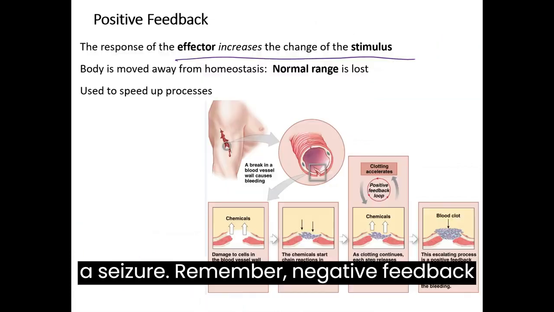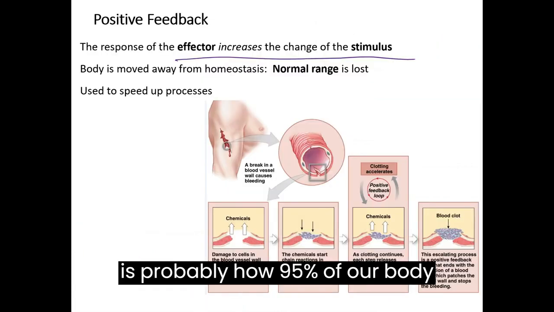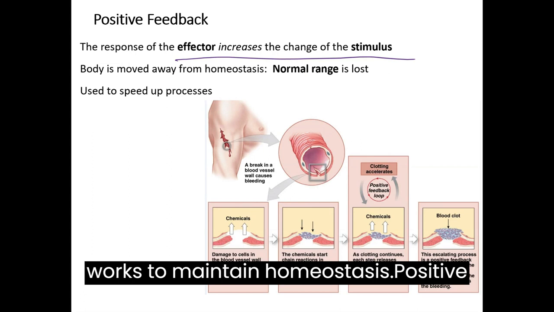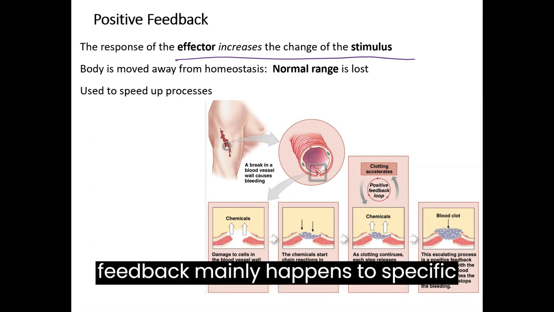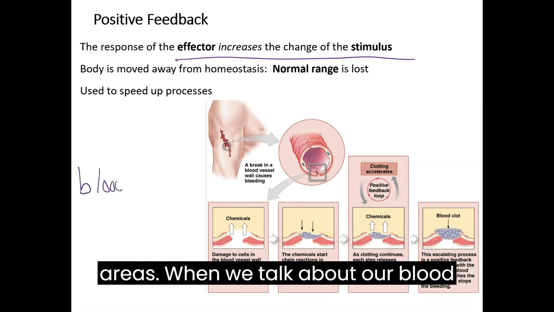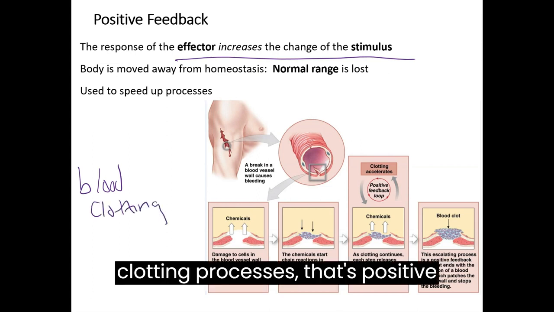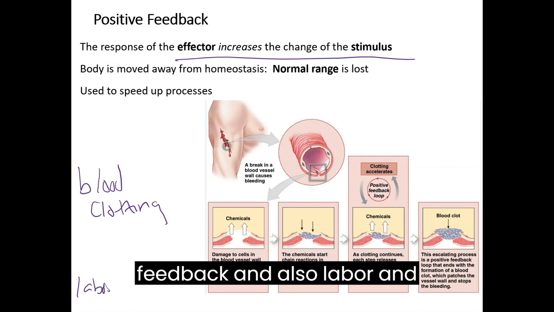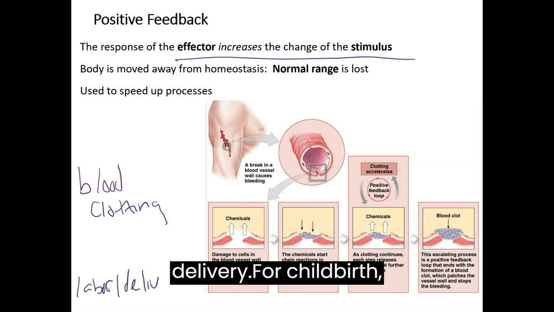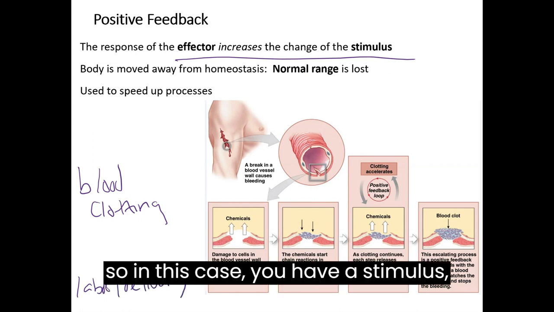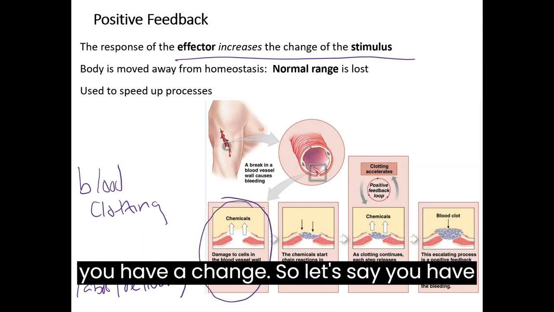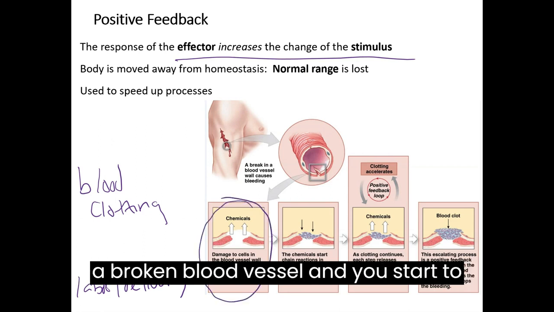Remember, negative feedback is probably how 95% of our body works to maintain homeostasis. Positive feedback mainly happens in specific areas. When we talk about our blood clotting processes, that's positive feedback, and also labor and delivery for childbirth. So in this case, you have a stimulus, you have a change. So let's say you have a broken blood vessel and you start to bleed.